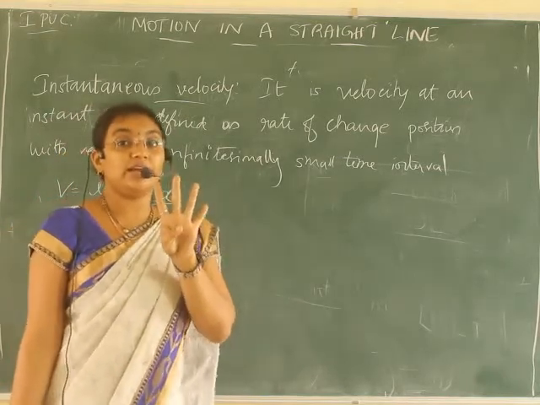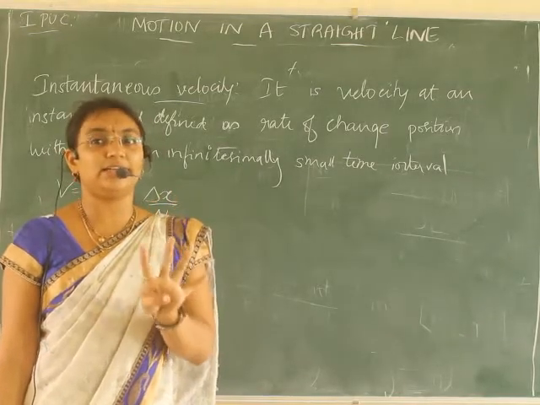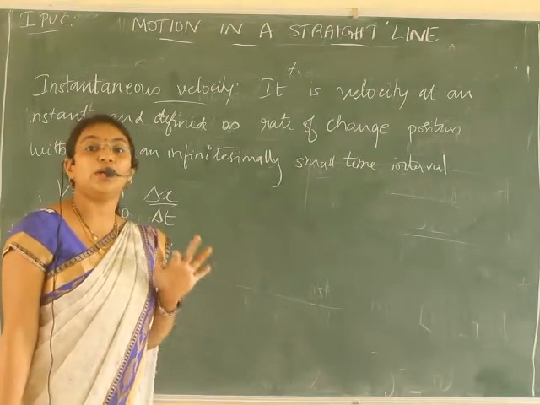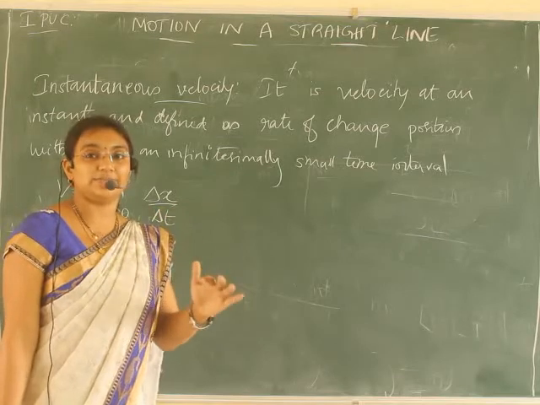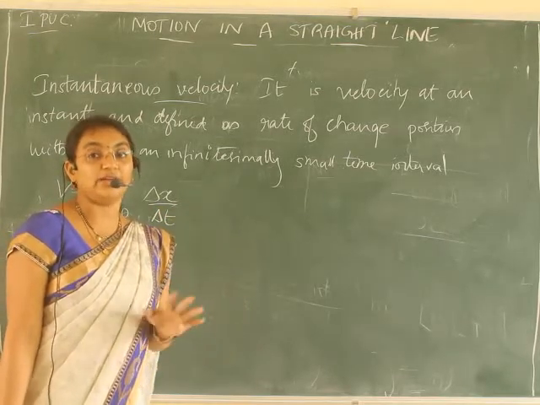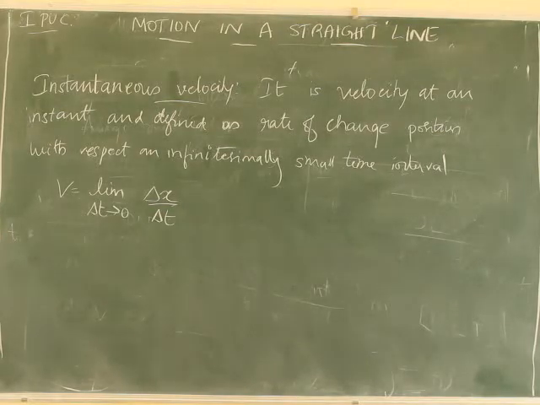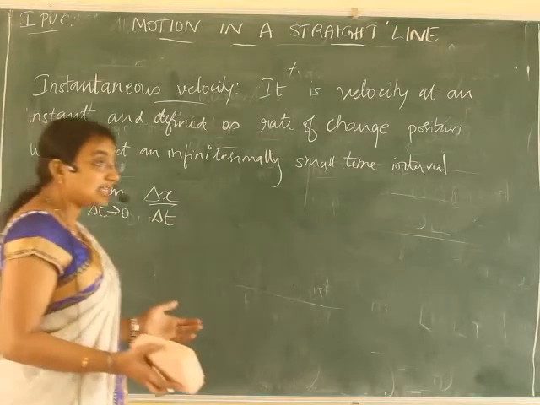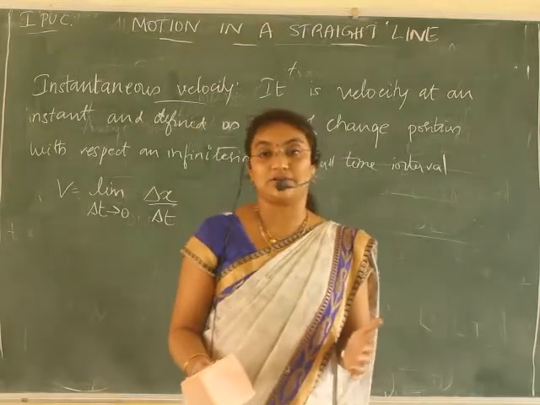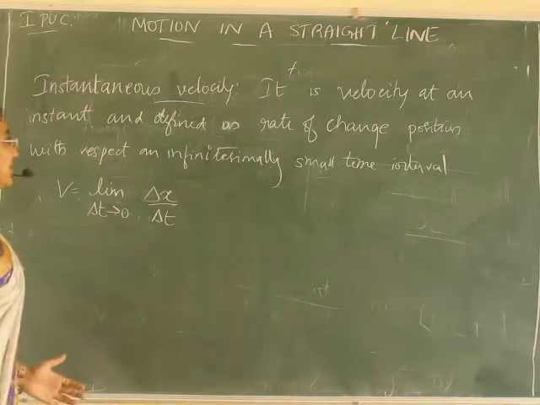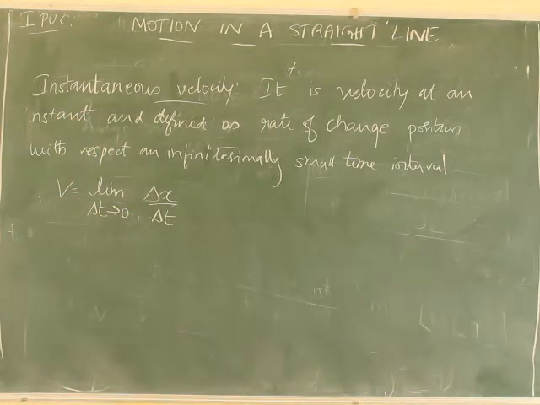Uniform motion means equal distance in equal intervals of time, whereas non-uniform motion means not equal displacement or distance traveled by the body in equal intervals of time. So that is uniform. If a body moving in a straight line does not cover equal distance in equal intervals of time, then it is said to be non-uniform motion. Understood? So this is about uniform and non-uniform motion.